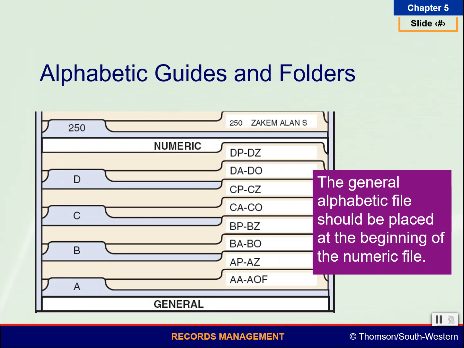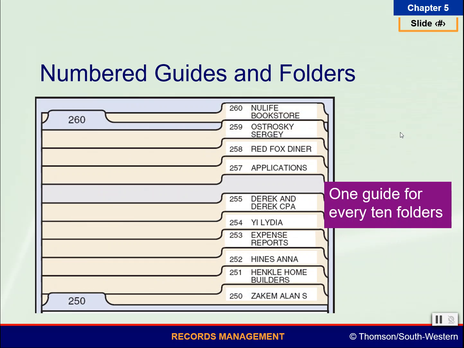Now you can see that the alphabetic guides and folders for the general alphabetic file should be placed at the beginning of the numeric file. So when we open this one, the general alphabetic file should be placed at the beginning. This alphabetic is about general, and then numeric. Of course, general first and then numeric. General starts from alphabetic, but numeric starts from a number. So when we have both, we arrange alphabetic first before numeric. How about this one?